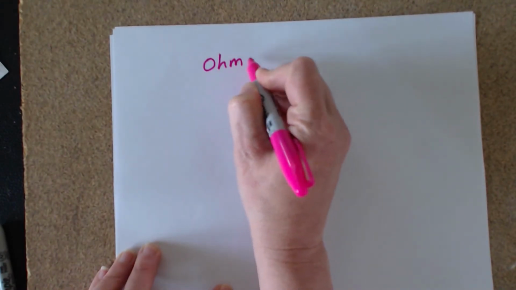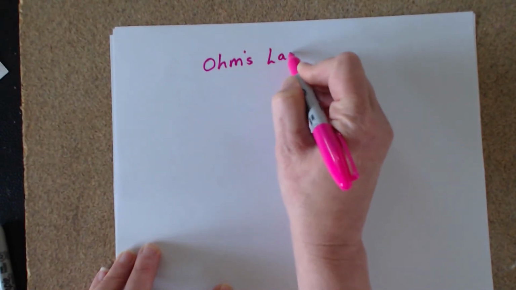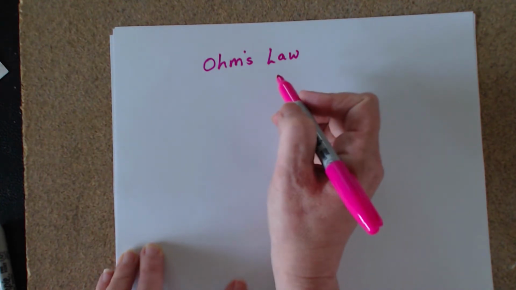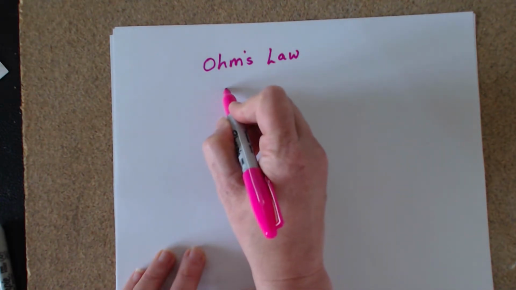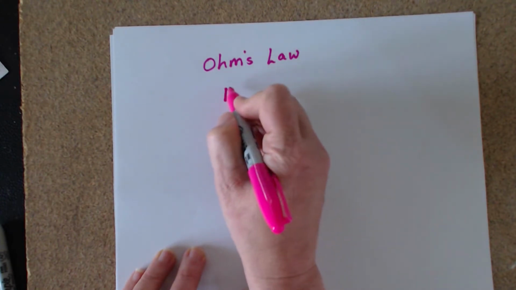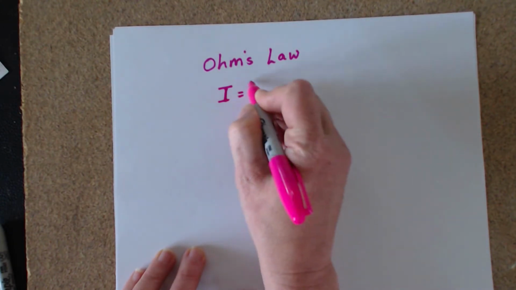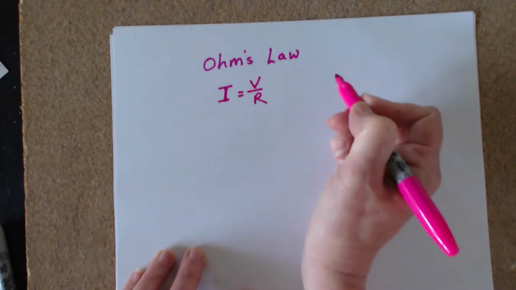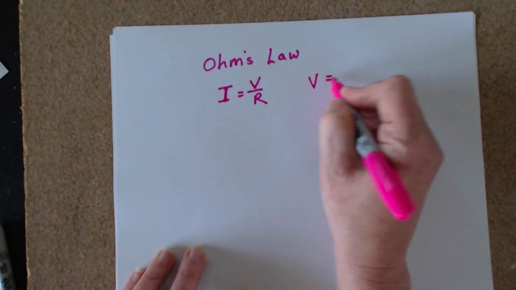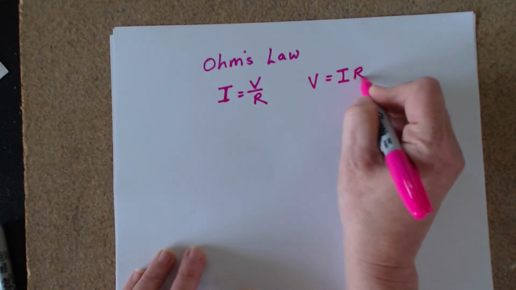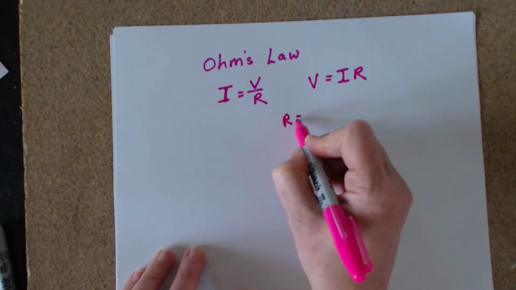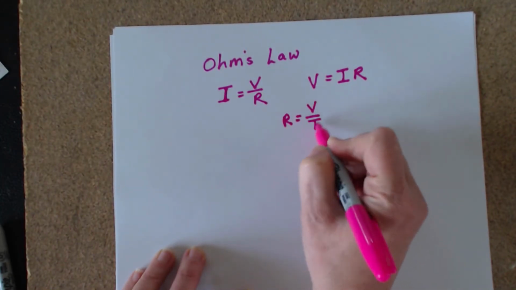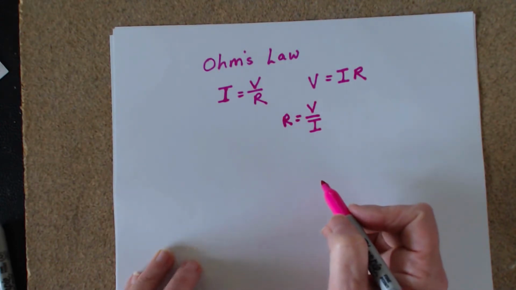Let's take a look at a problem that involves the use of Ohm's law. Remember, Ohm's law describes the relationship between current, resistance, and potential difference or voltage. We can rearrange this to find current, voltage, or resistance depending on what we're given in the problem.